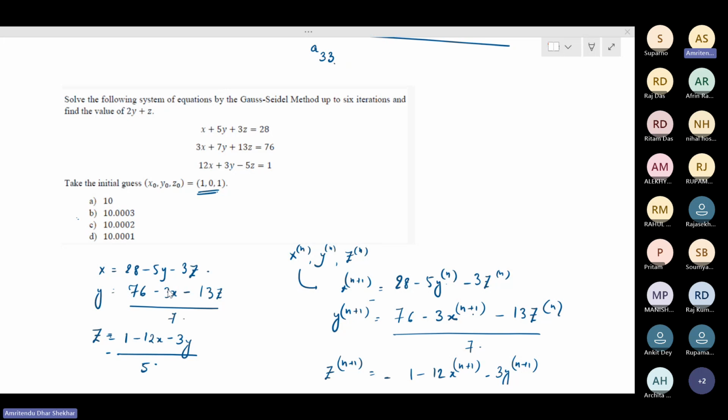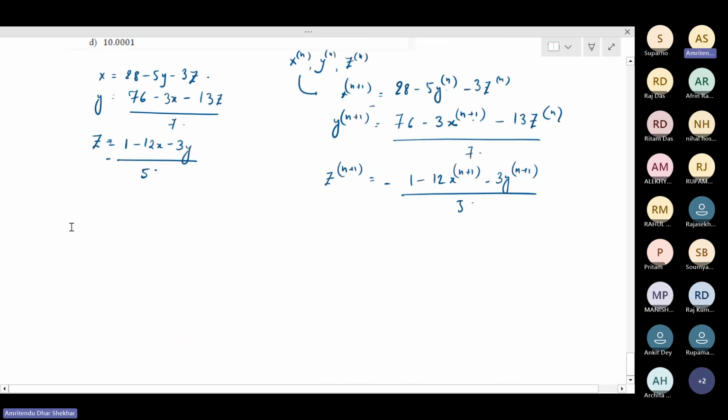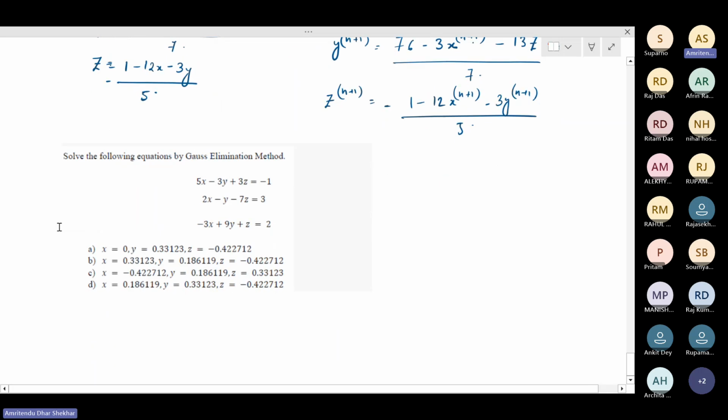Okay, let's look at this thing. This is a simple system. It's called Gauss elimination. It's basically reducing it to a row echelon form, so some linear algebra here.